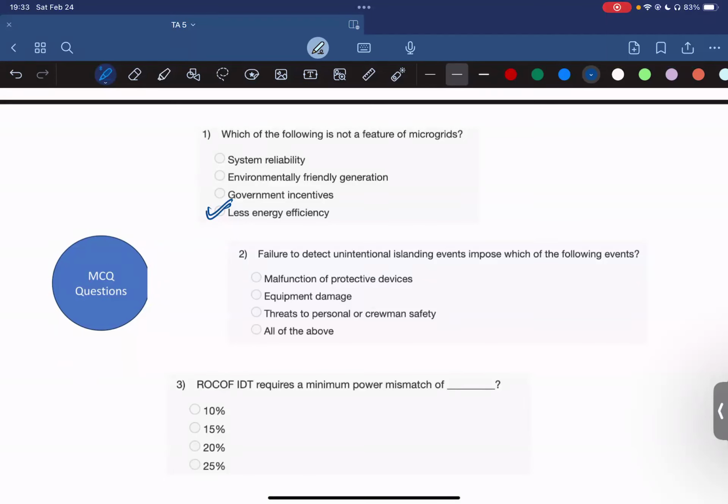All of them. Yes. So they can cause malfunction of protective devices, as I told you, and they can cause equipment damage as well, and they can also cause threats to personal or human safety. So the correct answer is all of the above.